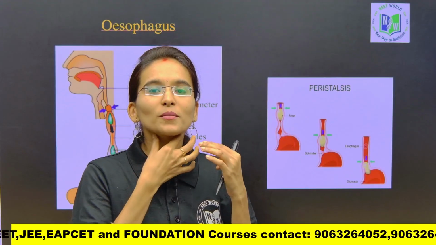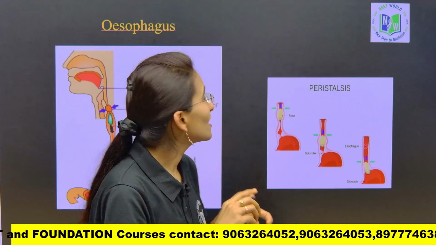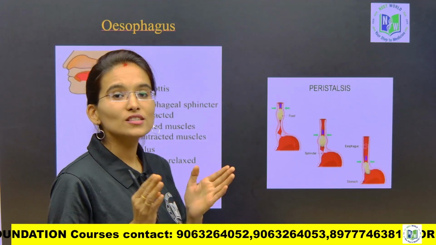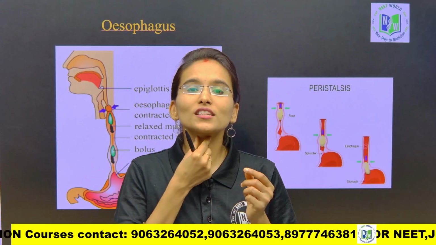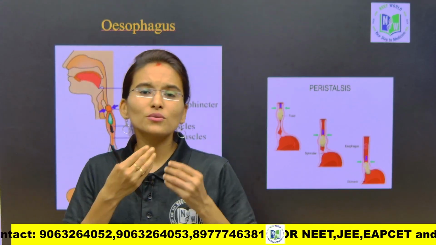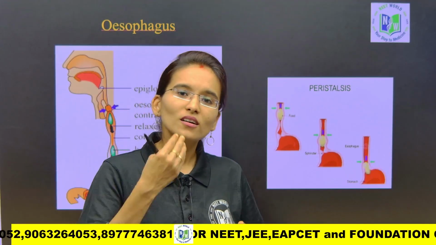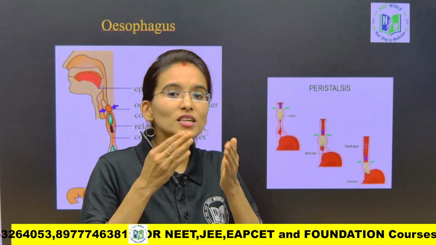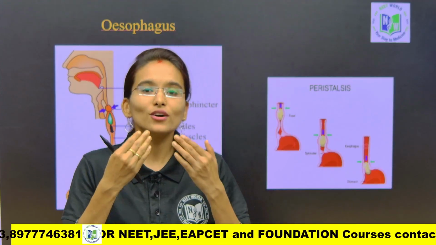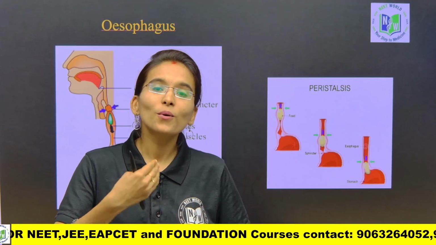From here the esophagus starts, and the main function of the esophagus is to transfer the food from the mouth to the stomach. How is it going to transfer from the mouth to the stomach? Directly it cannot go completely, my dear students. So during the transfer of the food from the mouth to the stomach, many events are going to take place.